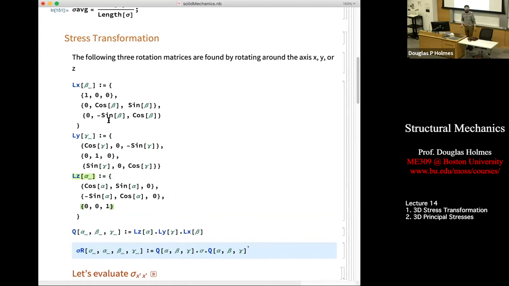And just to, I said this last class, but I want to reiterate in case anyone missed it. The rotation matrices are slightly different depending on whether you rotate the reference frame or you rotate the object. In mechanics and materials, solid mechanics, structural mechanics, we always rotate the reference frame. So we always use Q instead of R, if you're remembering your linear algebra. So these are the three matrices, not too bad.